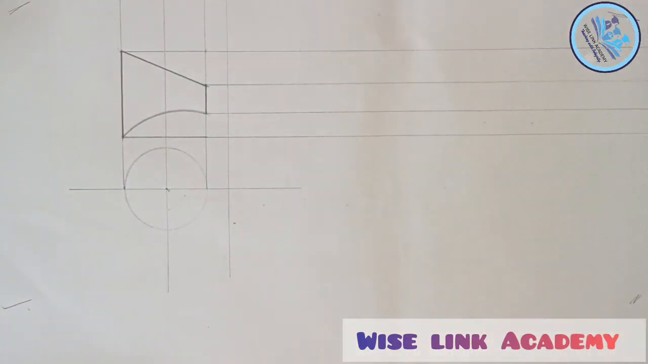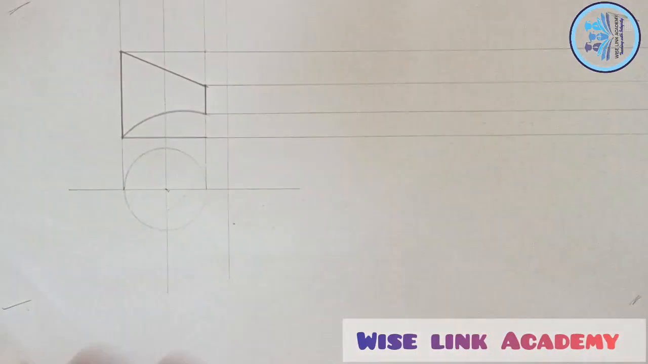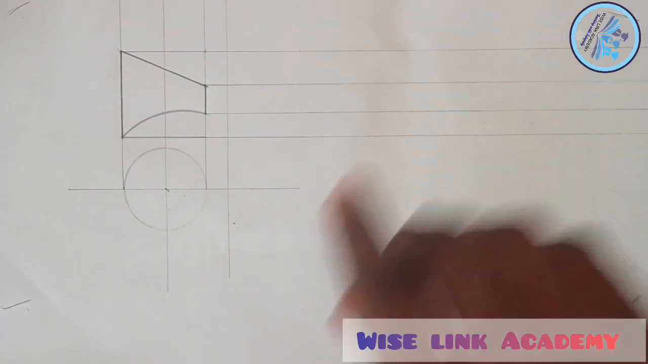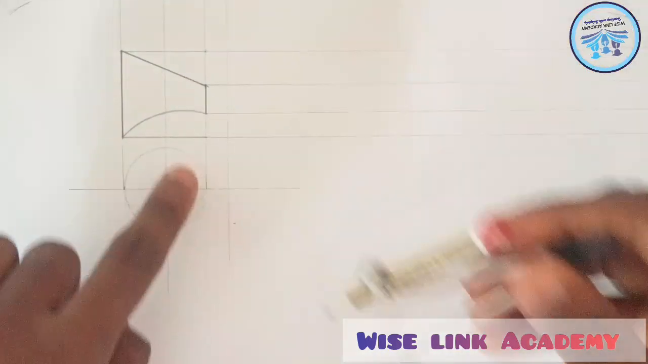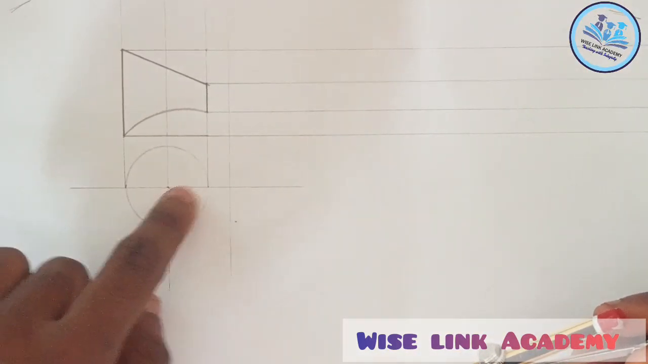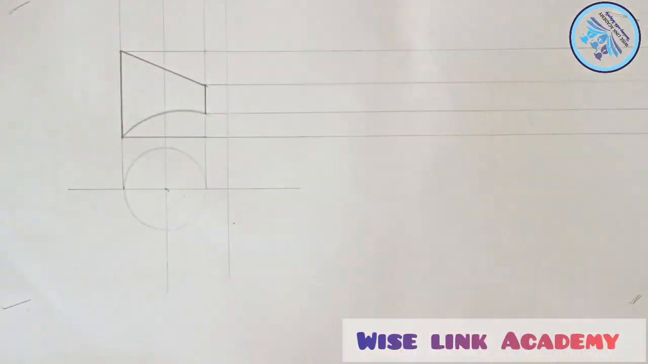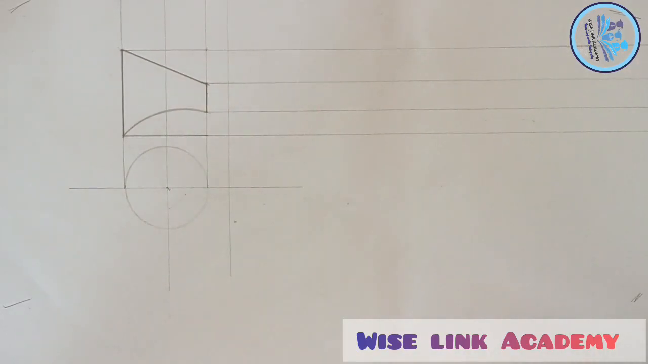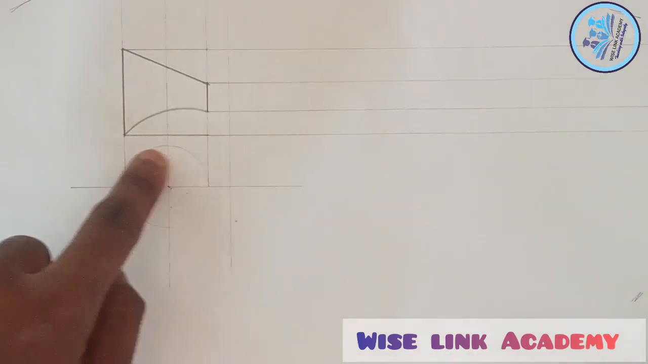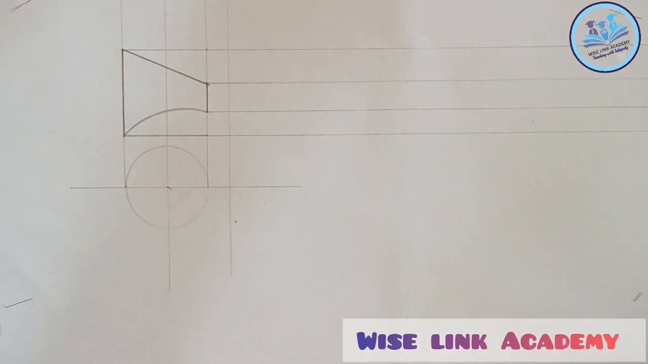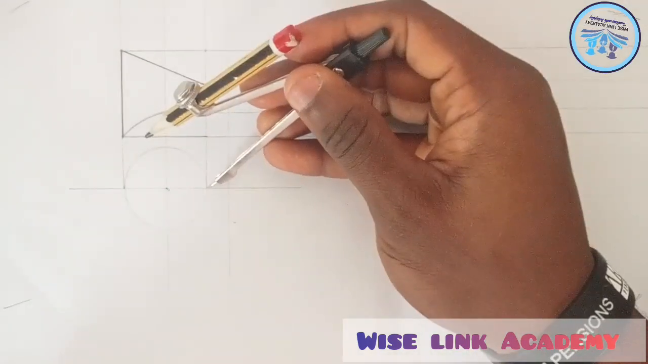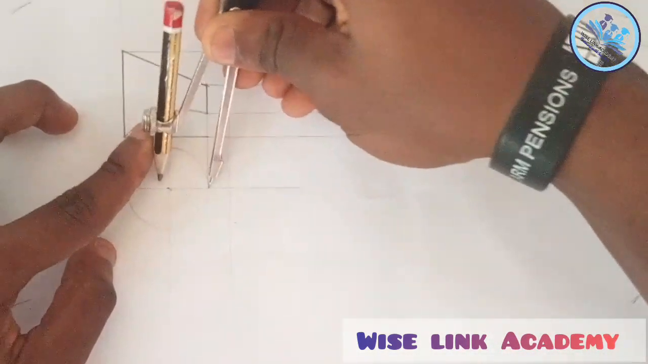Now the next thing to do when you get here is that you take your compass. You divide this circle into 12 equal parts and this line into 12 equal parts. Perhaps you can divide the circle into 8, then divide this into 8. But I want to divide my own into 12 equal parts. So I'll take it from this point here to the center point this way.